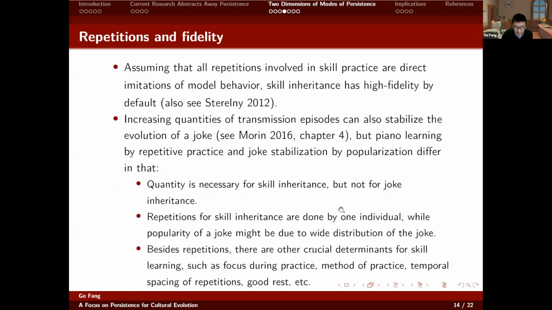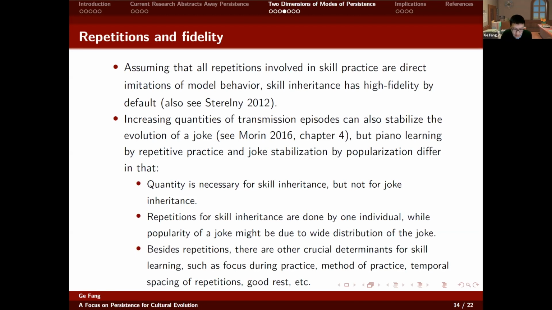The connection between fidelity and repetition is a key point, but the idea is not old at all. It has been discussed extensively by Sperber as well as by Mesoudi. However, both authors haven't made any explicit connections between repetitions and modes of persistence. One possible reason for not doing so is that increasing quantities of transmission episodes can also stabilize the evolution of a joke. So one might think that what is really doing the explanatory work here is quantity of transmission, but not modes of persistence. But I think the quantity involved in skill learning and the quantity involved in joke popularization differ in three important aspects.